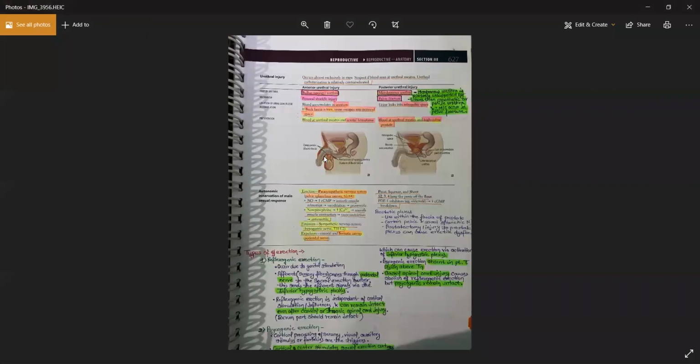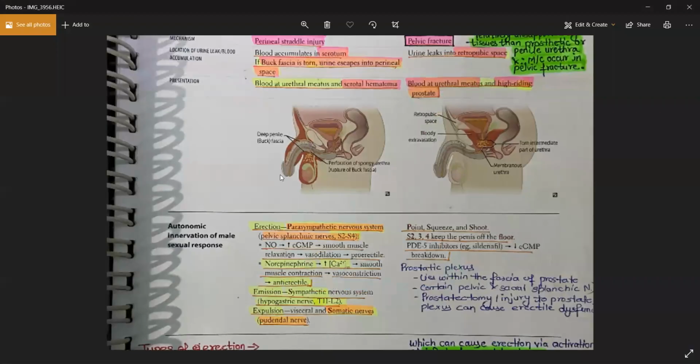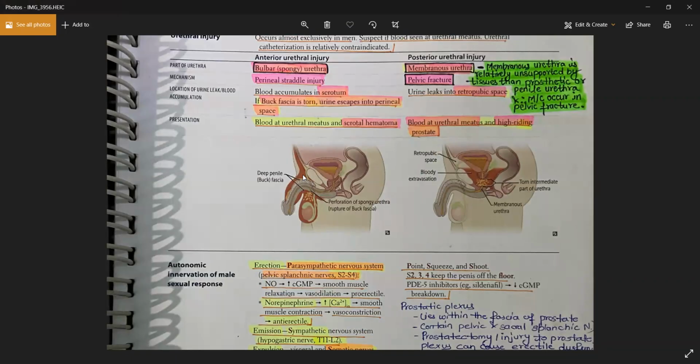One is a saddle injury that happens due to a direct trauma at the penis, and that can lead to a damage of the penile urethra, or the anterior urethra. And I told you there is a Buck's fascia, the deep fascia, remember? If the damage in this Buck's fascia happens, you can have the leakage of urine into the perineal space. This whole space is the perineal space. You can have a leakage of urine in this space as well as within the scrotum.